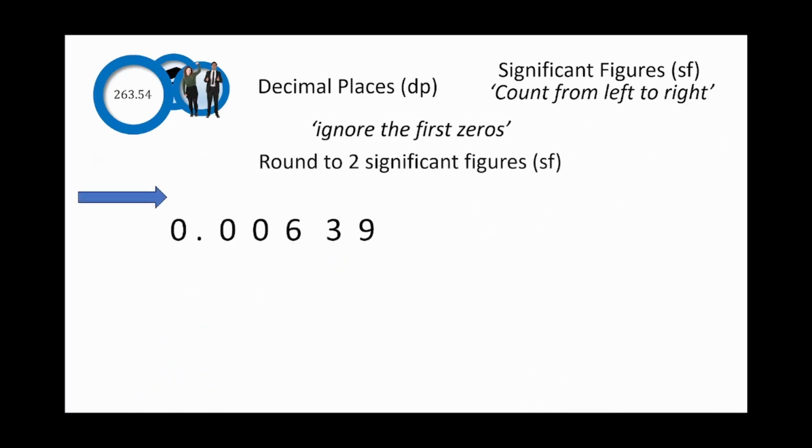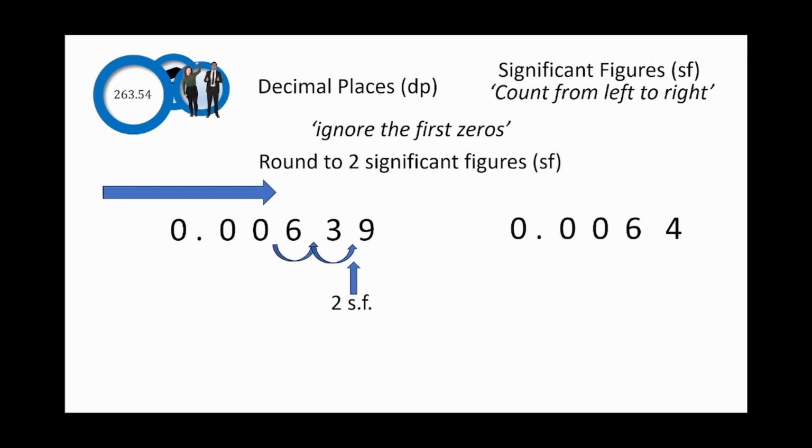Okay, let's have a look at a number now which has got lots of zeros in it, and specifically we're going to look at significant figures. And we're going to round to 2 significant figures. First thing though is I'm going to count from the left. This is where this rule of ignore the first zeros comes in. So I'm going to count past the first 0, the second 0 and third 0 until I get to the 6. That is my first significant figure, and I'm going to count back 1 and 2, and so therefore the 9 is going to round up the 3, and that's going to be my rounding point. So I'm going to get the answer 0.0064.